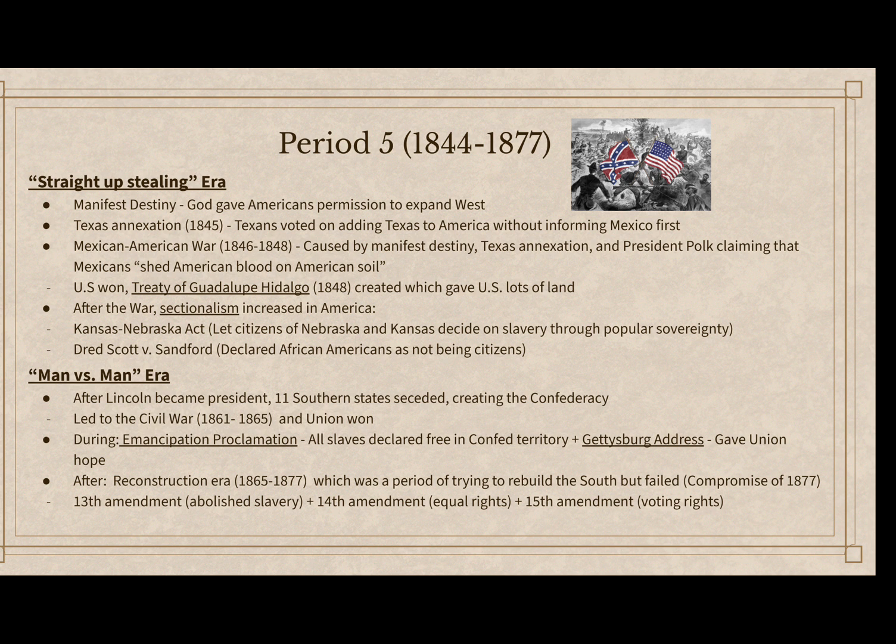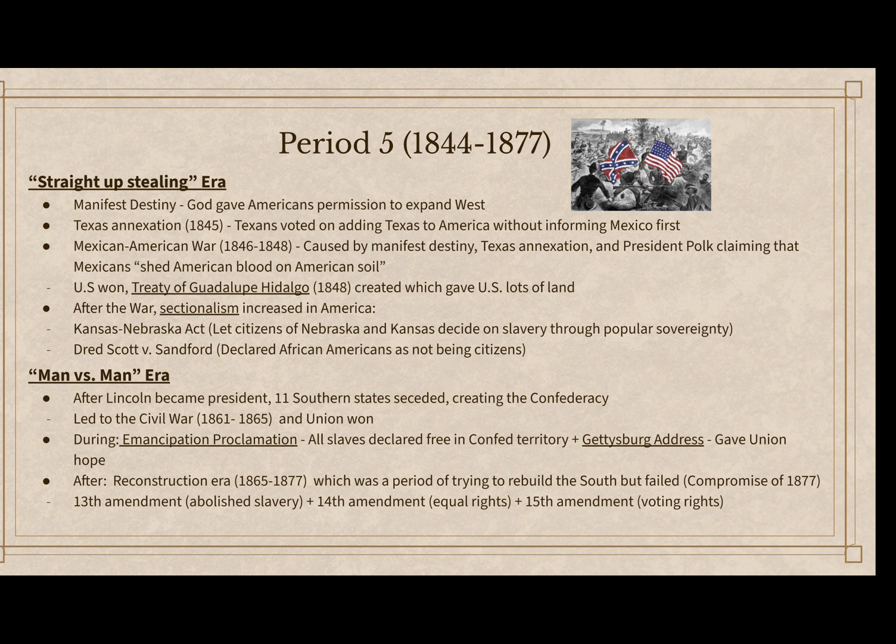So this then led to the Mexican-American War, which was caused by manifest destiny, Texas's annexation, and President Polk claiming that Mexicans shed American blood on American soil. And this stemmed from the skirmish that occurred where Mexican troops attacked U.S. military in the territory between the Nueces River and the Rio Grande, which is technically Mexican territory. So Polk basically lied about this to have even more justification to go to war with Mexico.